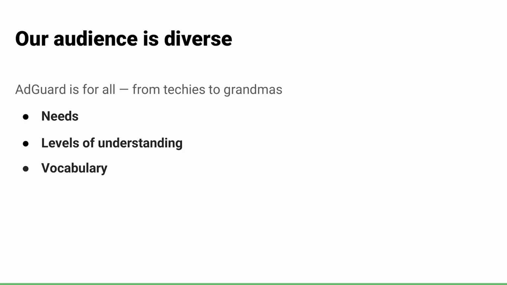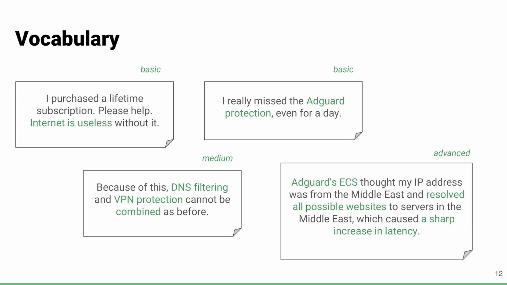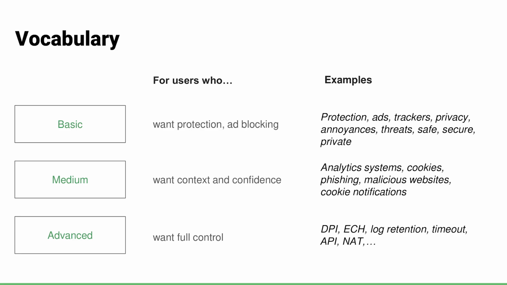So when we, for example, analyze the messages to support from our users, we notice big differences in how they describe the problems. They use different words, they pay attention to different details, and this reflects their experience level with technology. So I have divided the users into 3 groups. Let us call them basic, medium, and advanced.